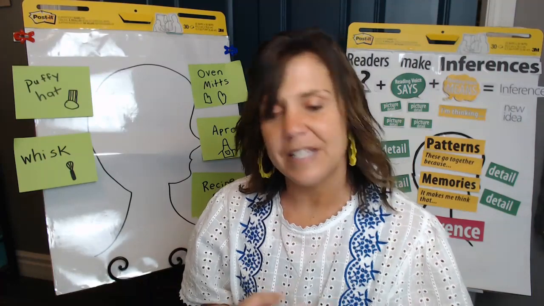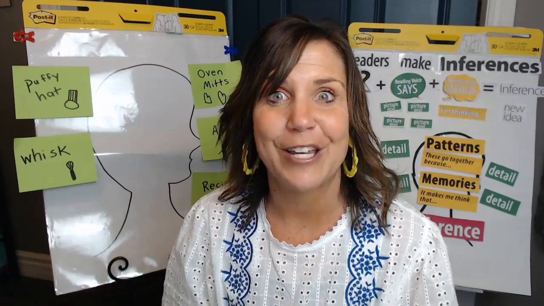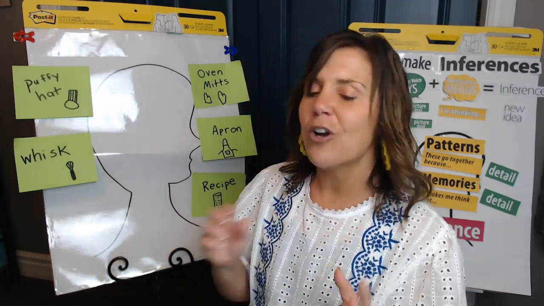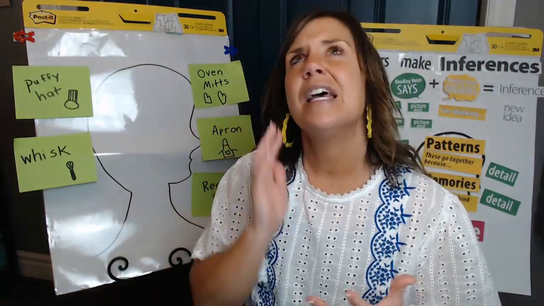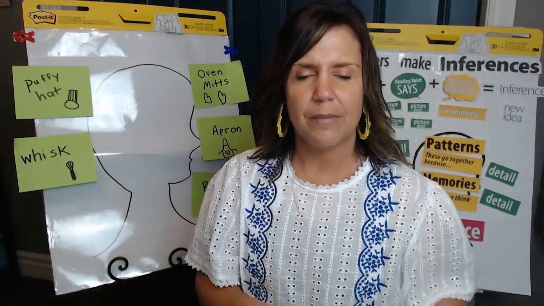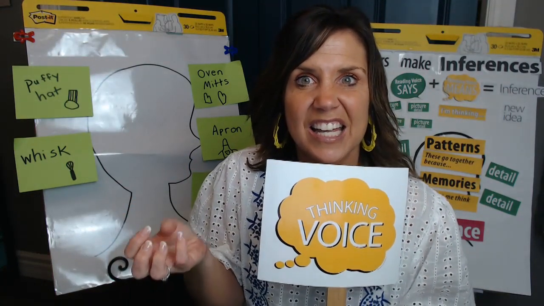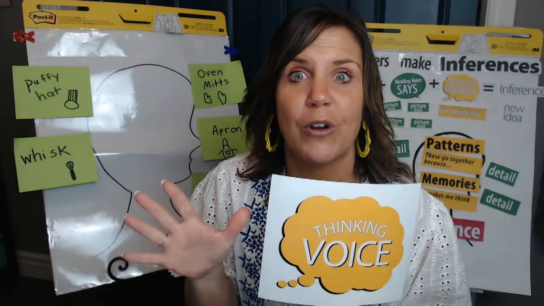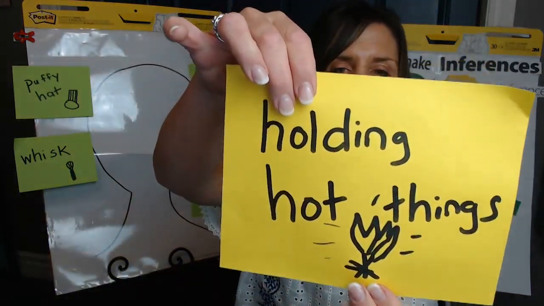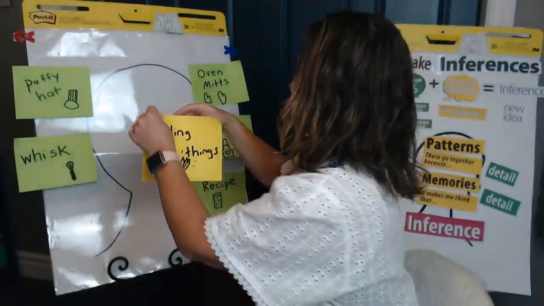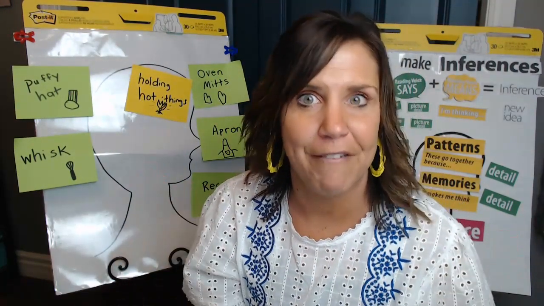So what job does he do? That's the question that we're going to have to try to figure out. The new thought is the job that he does. So now let's start to use our thinking voice. When I look at oven mitts, I know I've used those before when you're getting something hot out of the oven or the stove, so you don't burn your hand. They sort of protect your hand. But when you're using oven mitts, that means you're holding hot things. And I drew fire there. So that's the thinking voice that's going on in my head when I read the words oven mitts.